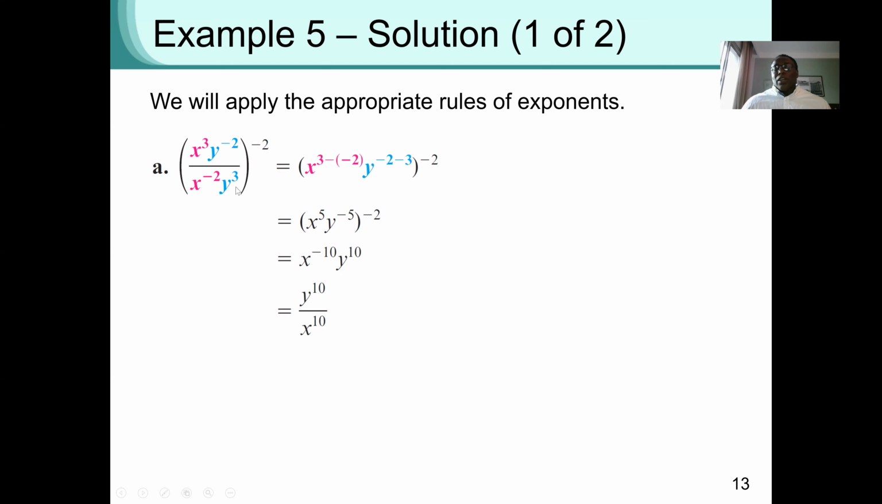Combine the like terms together first. We know this is the division rule, so we subtract 3 and minus 2. Another division rule, y: so minus 2, minus 3. We find the exponents together, we get 5 and negative 5. We use the power rule, multiplying negative 2 by positive 5 and negative 5. We get negative 10 and positive 10. Now we use the reciprocal rule for the negative exponent: 1 over x to the power 10.